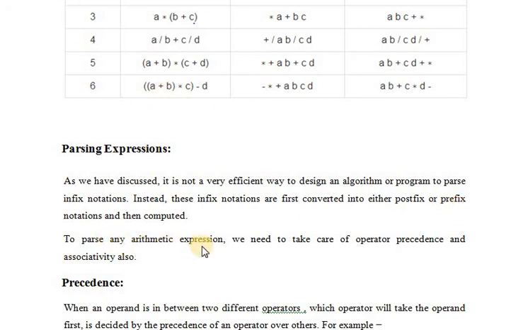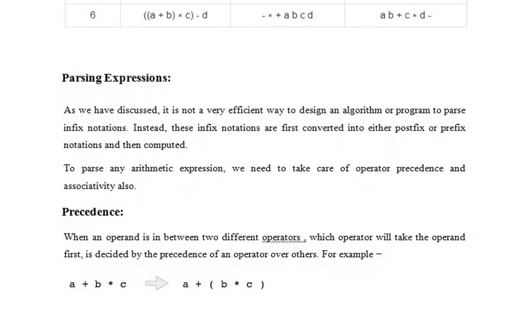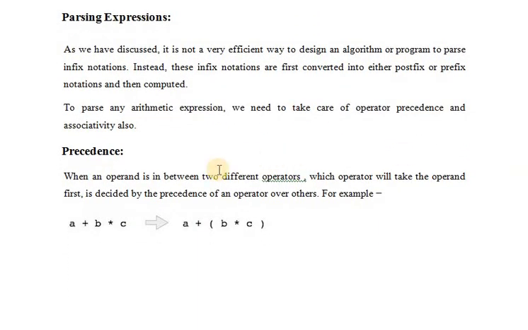To parse any arithmetic expression, we need to take care of operator precedence and associativity also. We will see the precedence first, then we will see the associativity. So first we will see precedence. When an operand is in between two different operators, which operator will take the operand first is decided by the precedence of an operator over others.